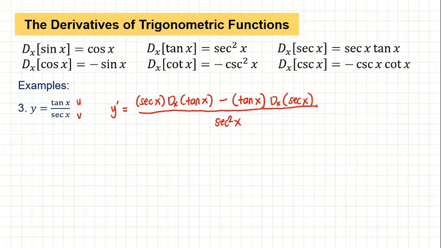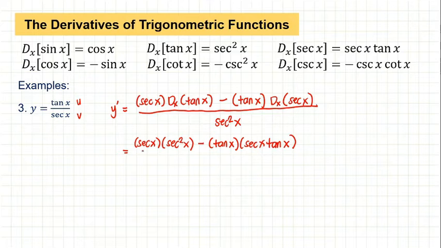Then after that, let's simplify. We will have secant x times derivative of tangent, which is secant squared x. Ayun. Minus, we have tangent x. Derivative of secant is secant x tangent x. Yun. All over secant squared x. So there.